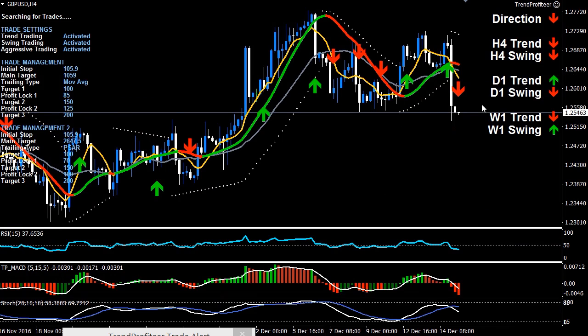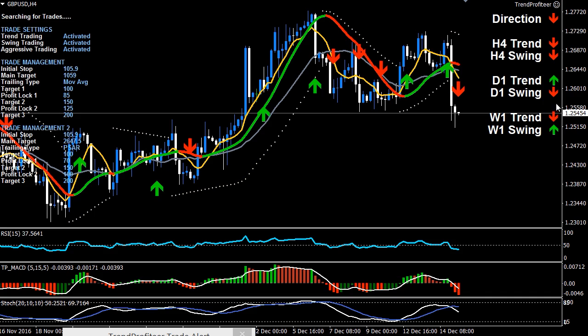4 out of the 6 high time frames are suggesting that this pair is going down. Now, it failed just previously on that trend trade just to the left, but it's coming back again. So you can see a bit of a zigzag movement. But right now, we've got a nice strong trend to the downside.